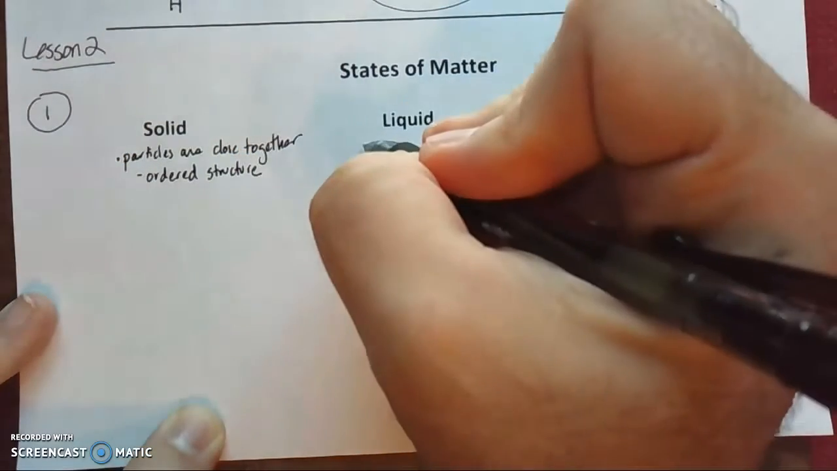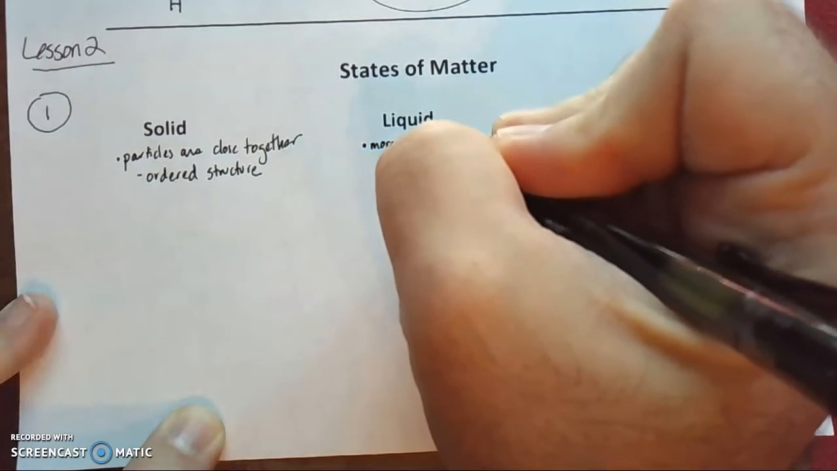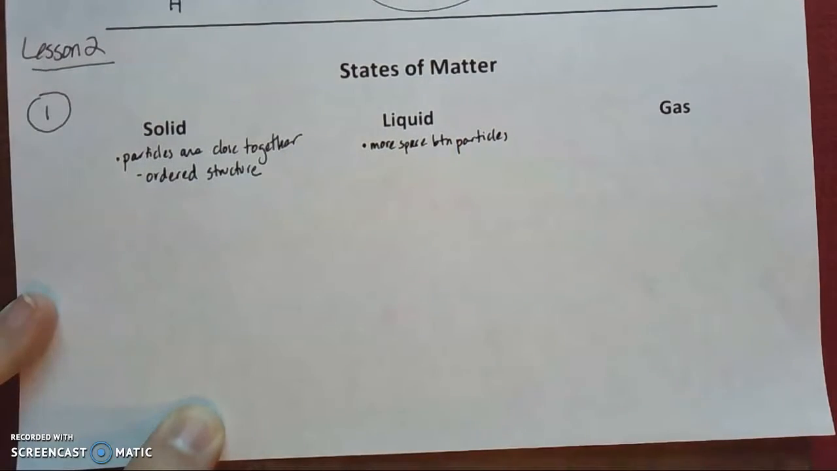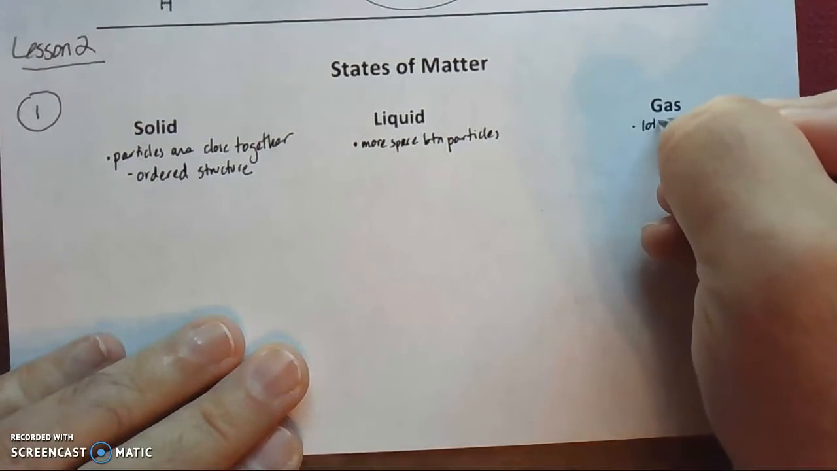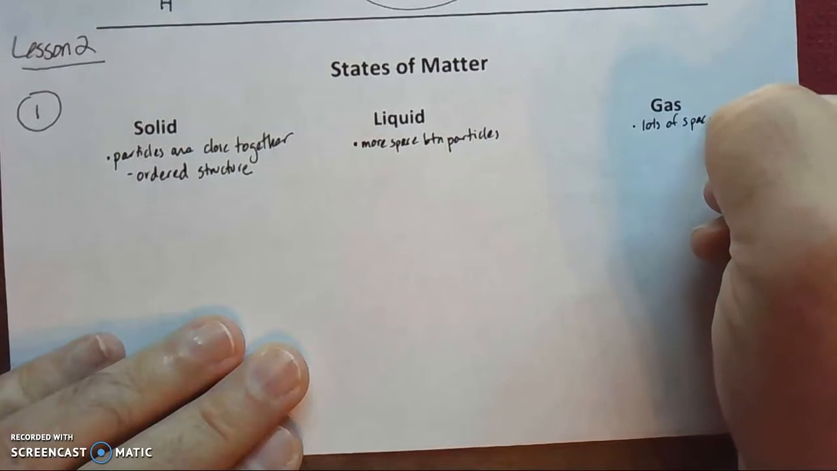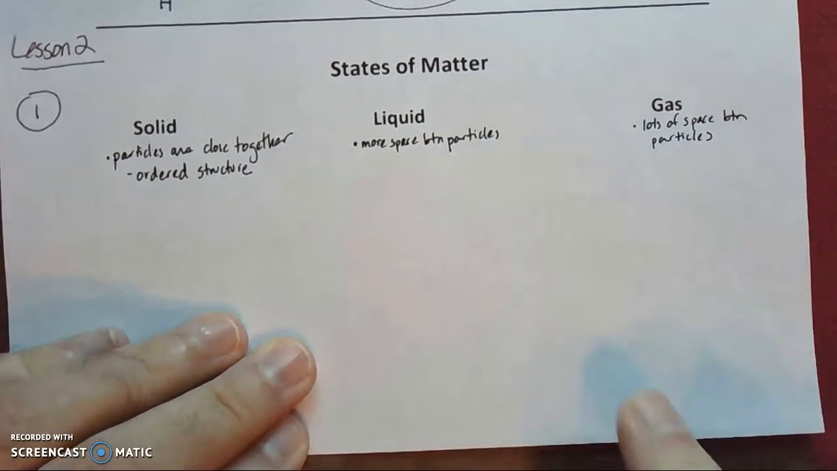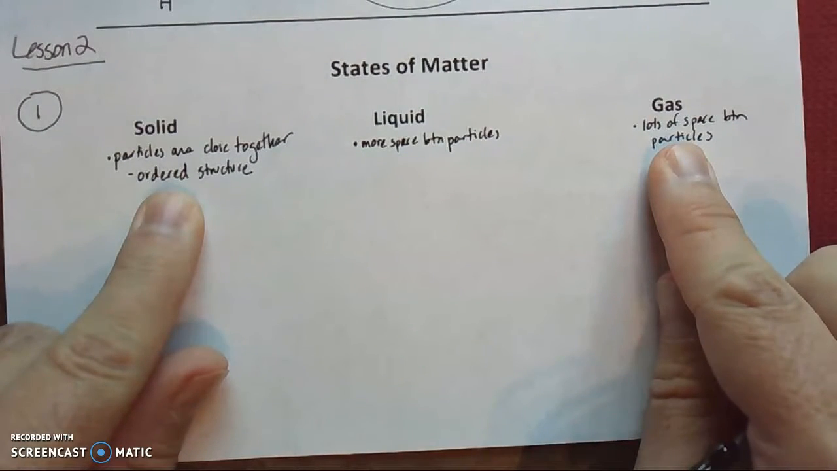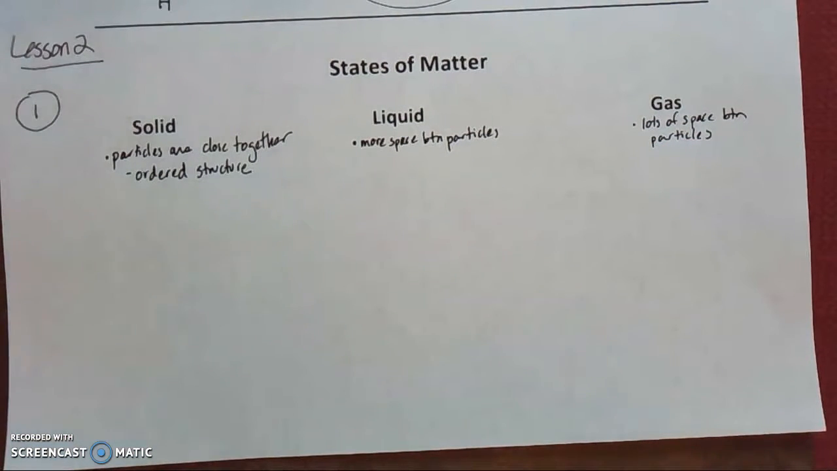In a liquid, there is more space between particles, whether they are atoms or molecules. And in a gas, there is even more, so we have lots of space between particles. So: close together, a little bit of space, lots of space. And remember that the distance between particles is going to play an effect on the strength of intermolecular forces.